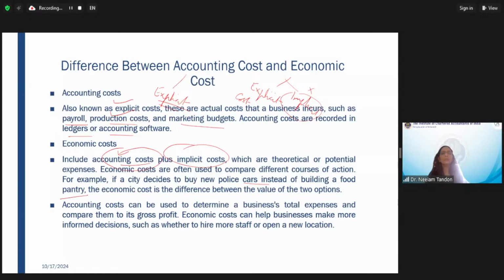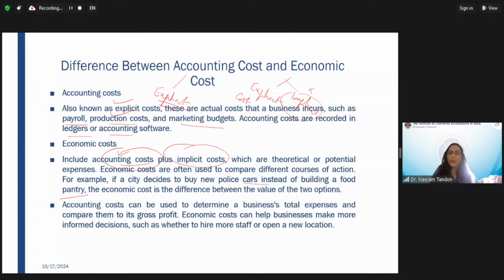So accounting cost can be used to determine the business's total expenses, and it helps you deduct the total expenses from the revenue you get, and then calculate profit. ये आपका gross profit होता है जो कि केवल explicit cost से आप calculate करते हैं. Economic profit में you will always take care about explicit plus implicit cost.